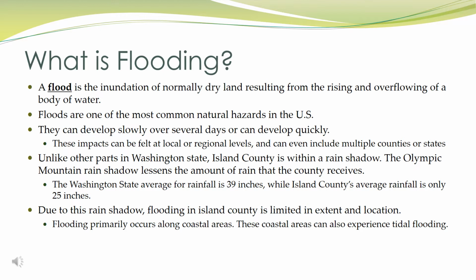Unlike other parts in Washington, Island County is within a rain shadow. The Olympic Mountain rain shadow lessens the amount of rain that the county receives. For example, Washington averages 39 inches of rain a year, while Island County averages only 25 inches a year. Due to this rain shadow, flooding in Island County is limited in its extent and location. Flooding primarily occurs along coastal areas. These coastal areas can also experience tidal flooding.